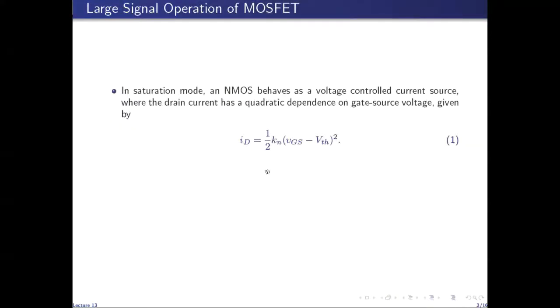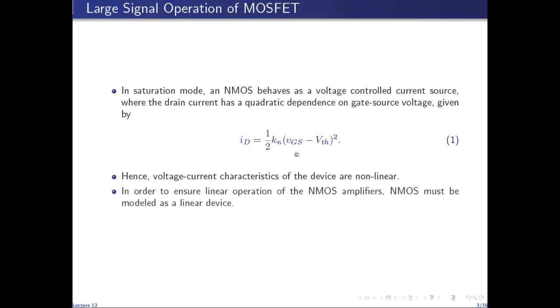So we know that in saturation mode of operation, a MOSFET behaves like a voltage controlled current source, and its drain current, which is also called the saturation current, is given by this quadratic dependence on the gate to source voltage. And because of this quadratic dependence, we can see that the voltage current characteristics are nonlinear. So in order to ensure that the resulting amplifier behaves like a linear circuit in which the output is a linear function of the input, we must model NMOS as a linear device first.